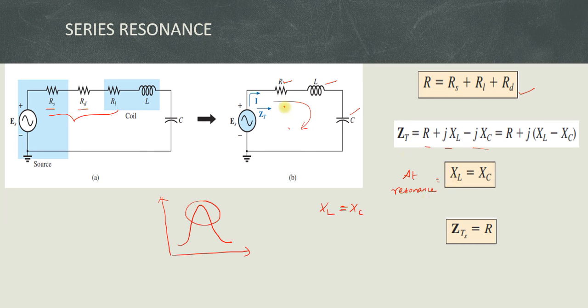My entire circuit will look like a pure resistive circuit, because XL and XC both cancel each other, so my entire circuit will act as a pure resistive circuit only. My total impedance ZTS is equal to R. This S indicates it is a series resonance, and this T indicates the total impedance value. So the total impedance is equal to R.